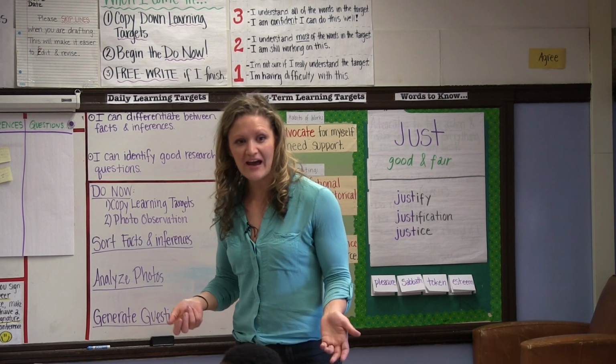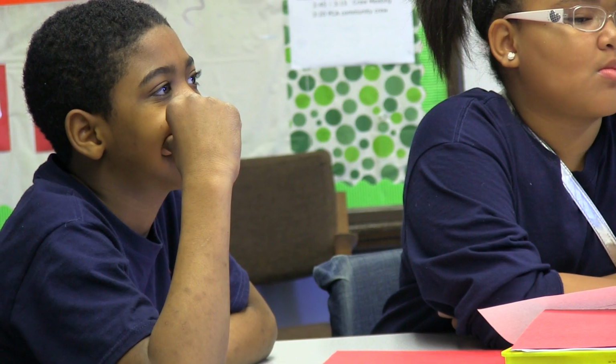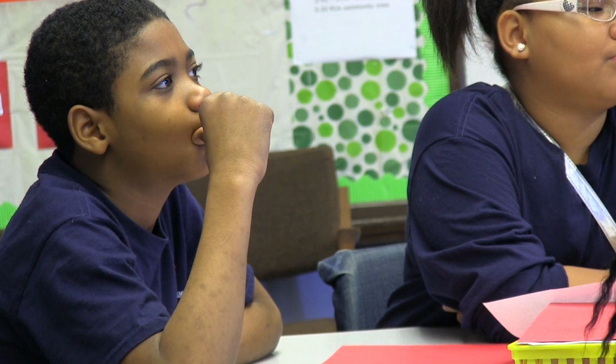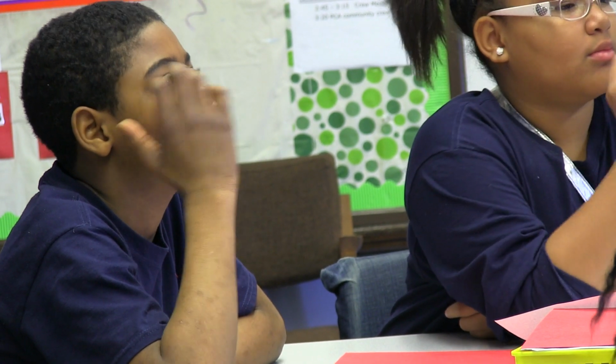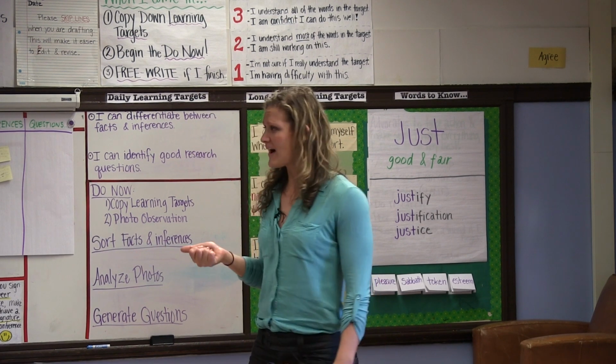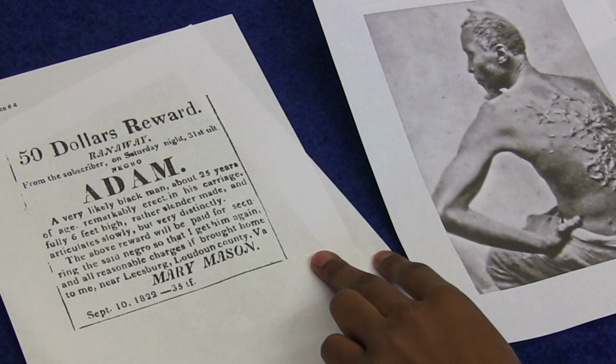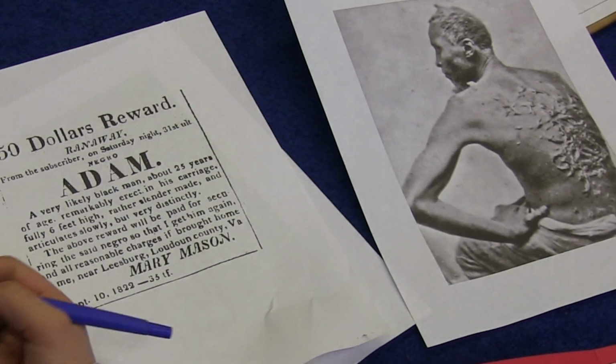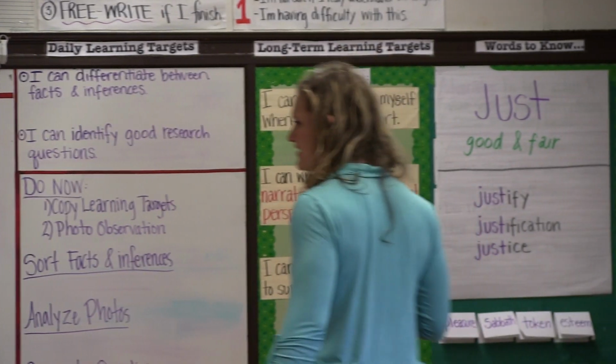Part of what we did at the end of class then was to look at all of the inferences that we made, and then ask ourselves, well, what don't I know yet? What do I need to find out? And some of you looked at that picture of the whipped slave and you just said, wow, I think he probably ran away. And so you turned those inferences into questions and you said, well, did he run away? Why did they do this to him?